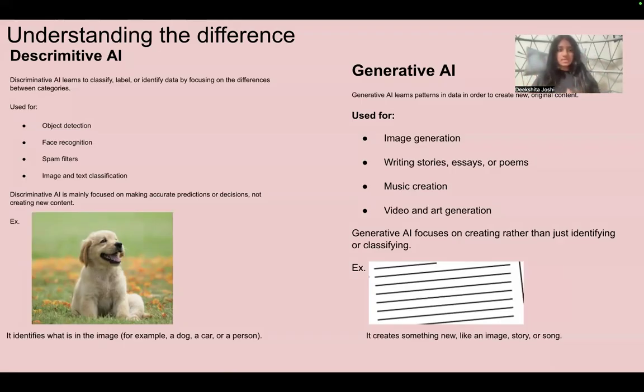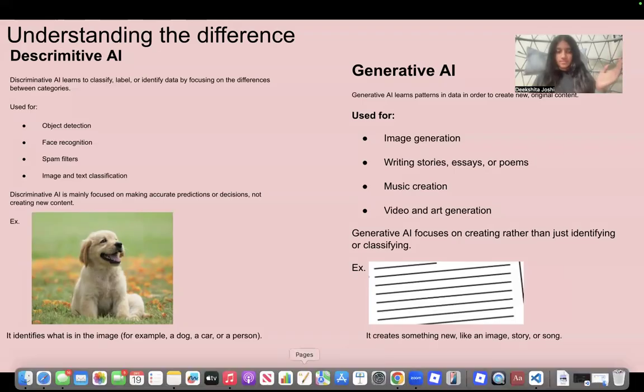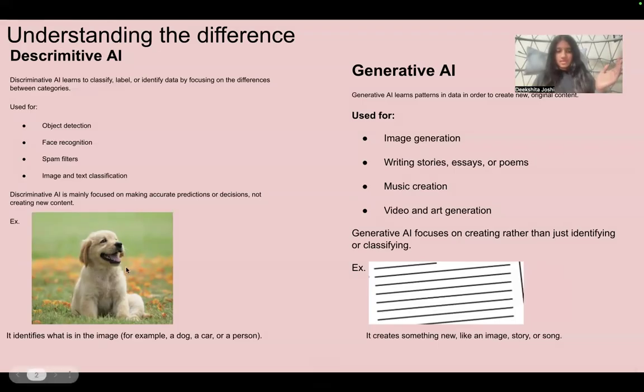For example, let's take a dog. If you're giving the AI model different data sets, one with cats and one with dogs, and then I give it a testing image of a dog, what would it detect? So in simple words, discriminative AI is basically just detection.